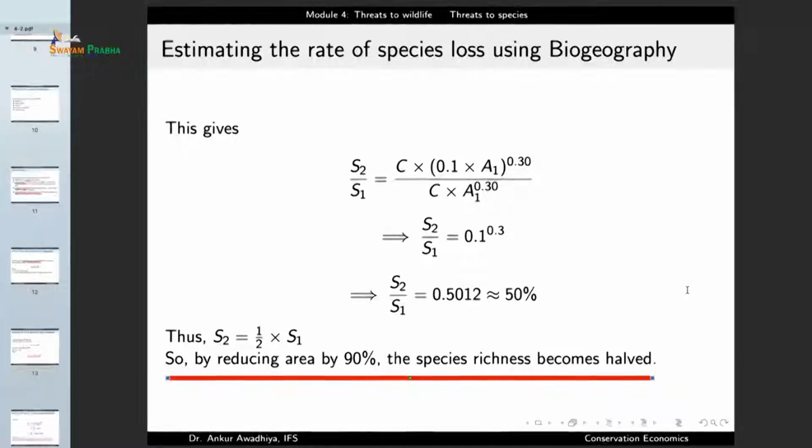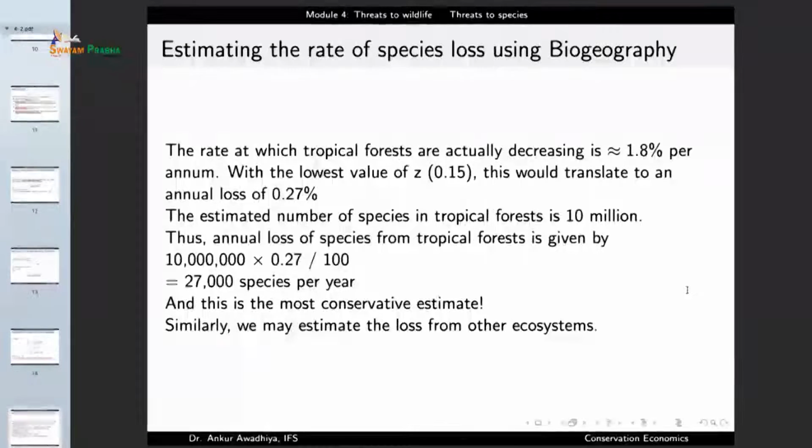But now, this is just an example. If we consider what is the rate at which the areas are actually going down, let us consider the tropical forests. Now, tropical forests are actually decreasing at the rate of 1.8% per annum. So the rate is very small. We are not putting the area down by 90%. We are only reducing it by 1.8% every year. And let us consider the lowest value of Z, which is 0.15.